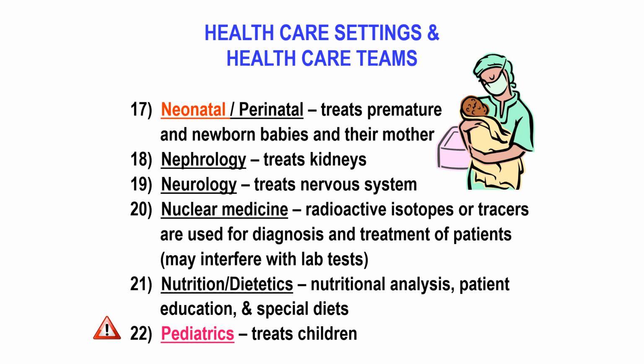There's neonatal or prenatal. This treats premature and newborn babies and their mothers. Nephrology treats your kidneys. Neurology treats the nervous system. Nuclear medicine uses radioactive isotopes or tracers for diagnosis and treatment of patients. Again, you need to be aware that a lot of these radioactive isotopes may interfere with lab tests.